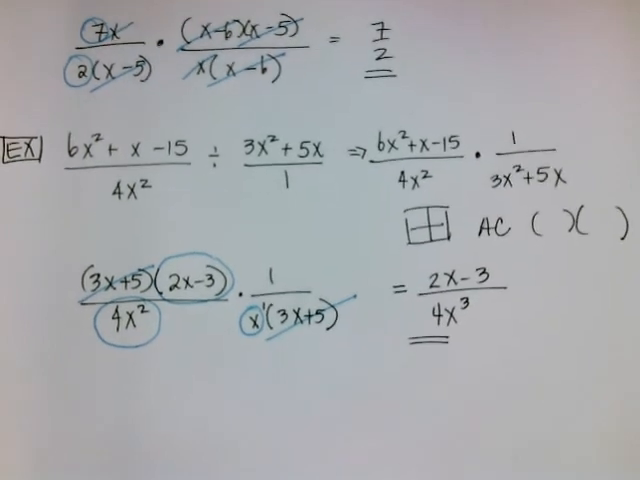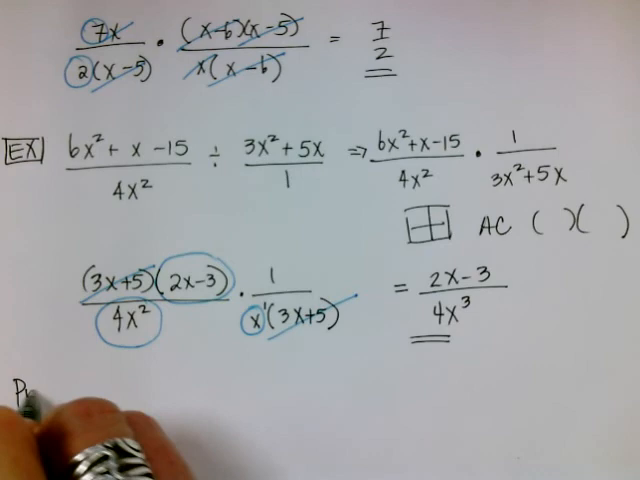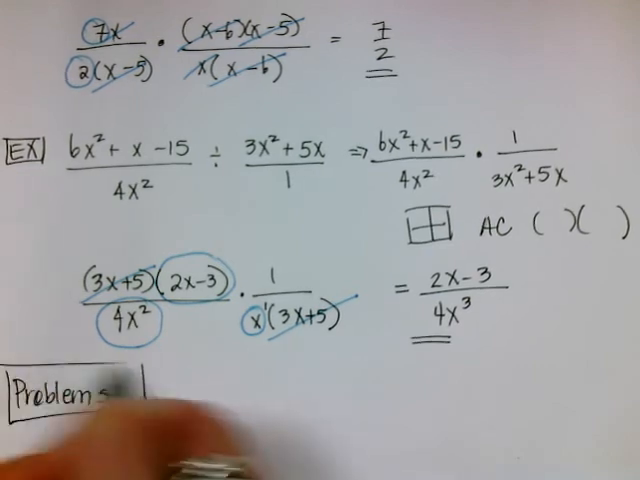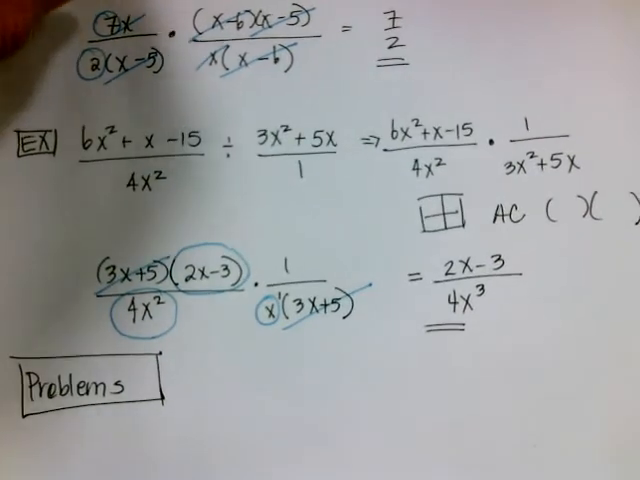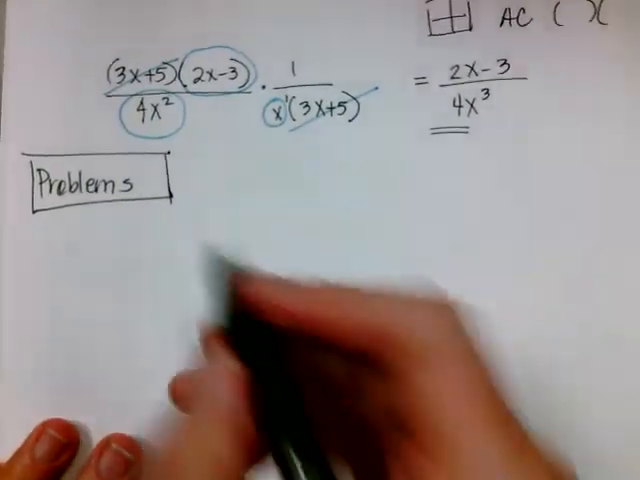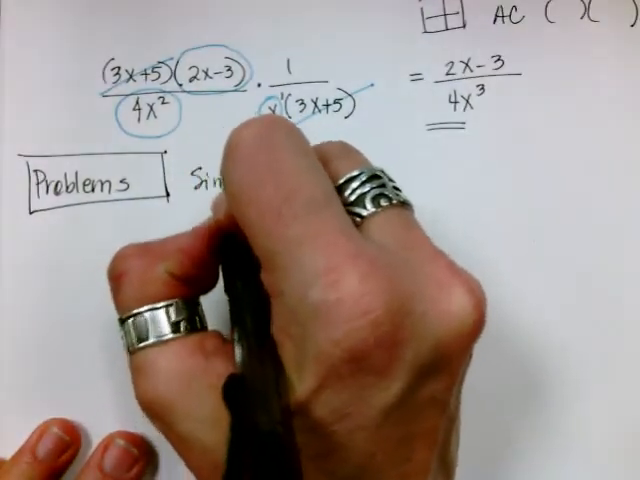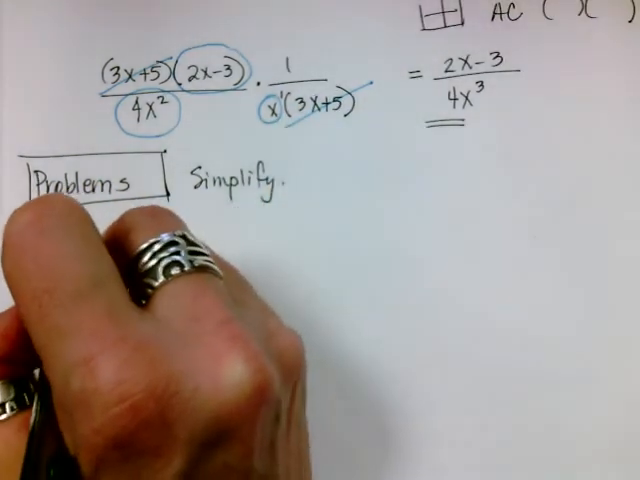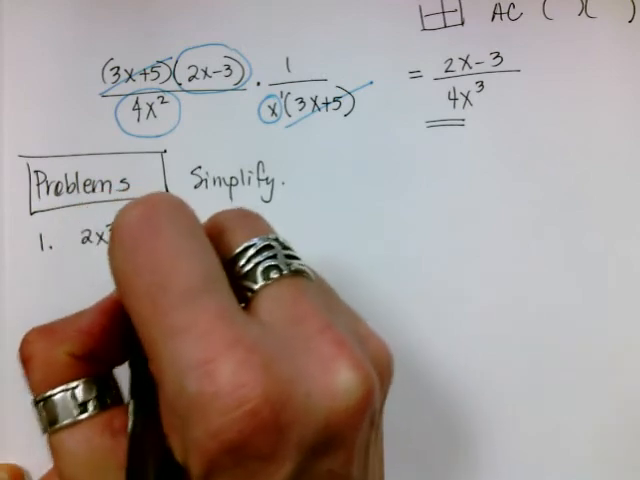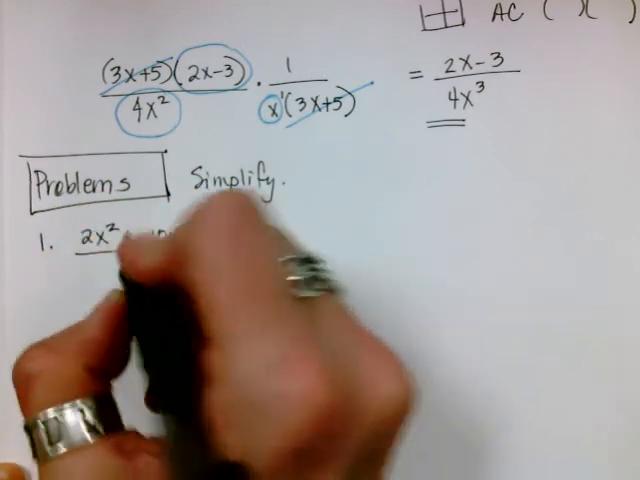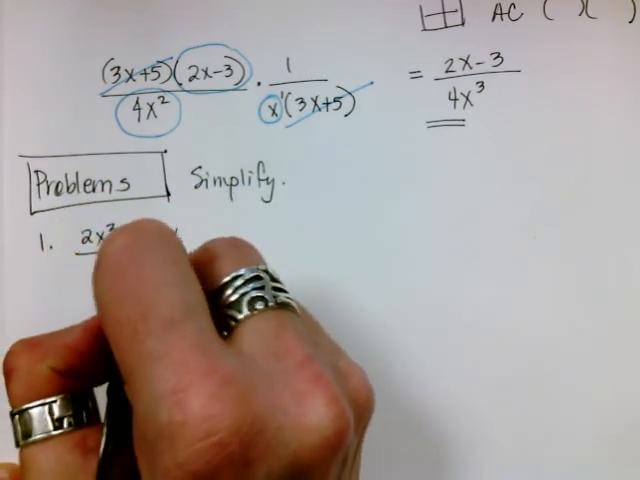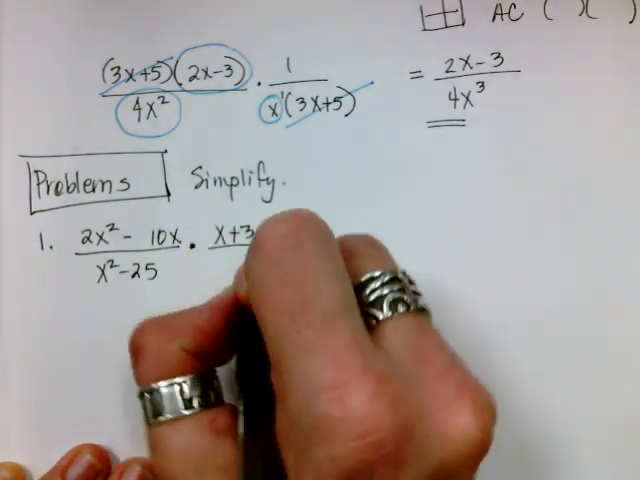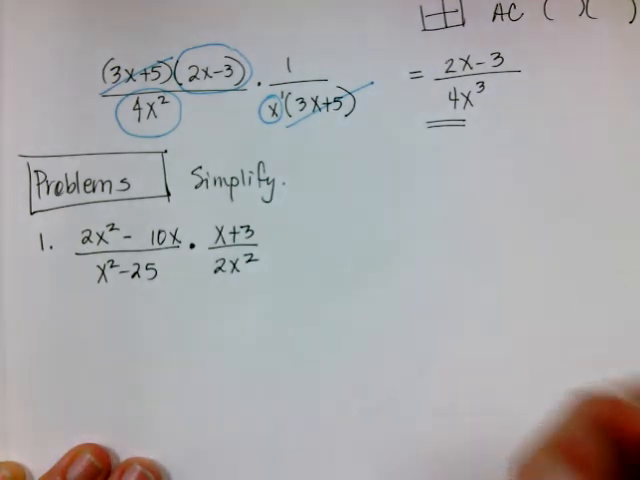Alrighty. Let me give you your problems, and then you'll be done. And then we'll work on these in class. All of them say simplify. Number 1, you're going to have 2x squared minus 10x over x squared minus 25 times x plus 3 over 2x squared.